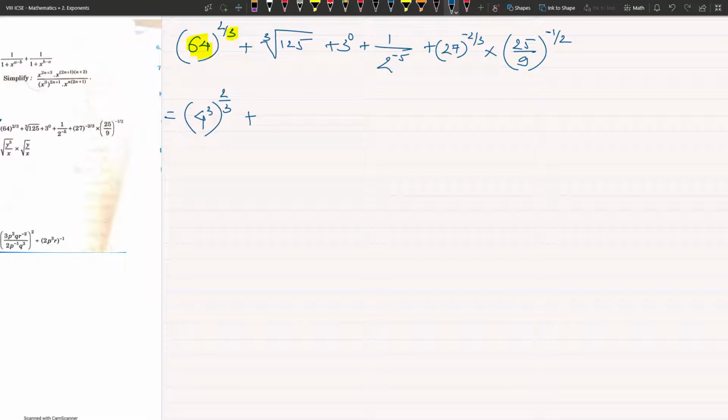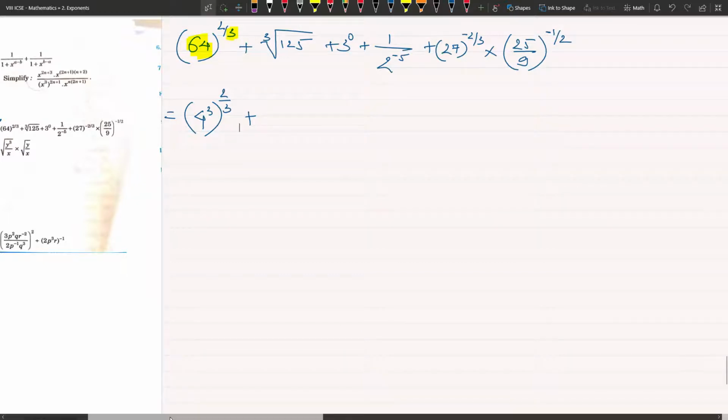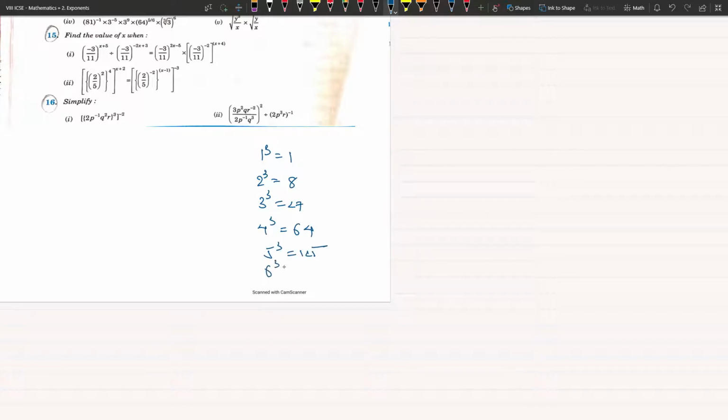No, sir. Why don't you know the cubes? See, I'll tell you. 1 cube is 1. 2 cube is 8. 3 cube is 27. 4 cube is 64. 5 cube is 125. 6 cube is 216. 7 cube is 343, I think. 8 cube is 512. 9 cube is 729. And 10 cube is 1000. I happen to know 11 cube also, 1331. And maybe 12 cube also.